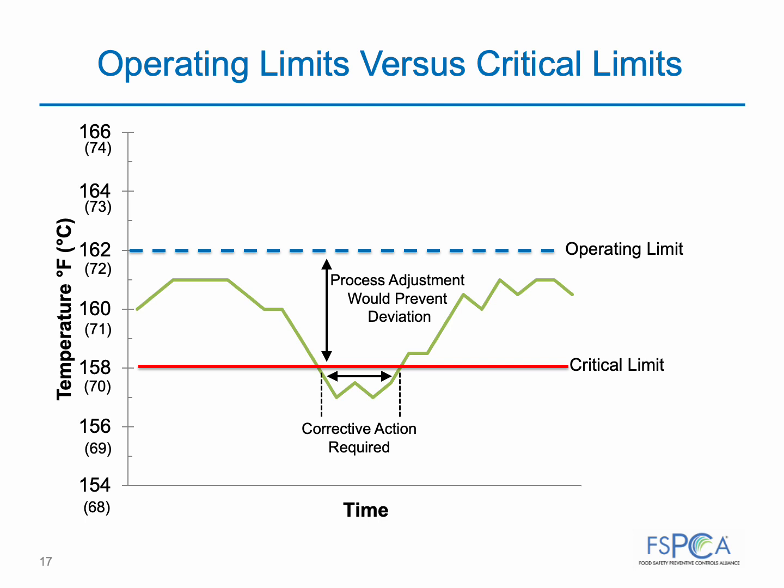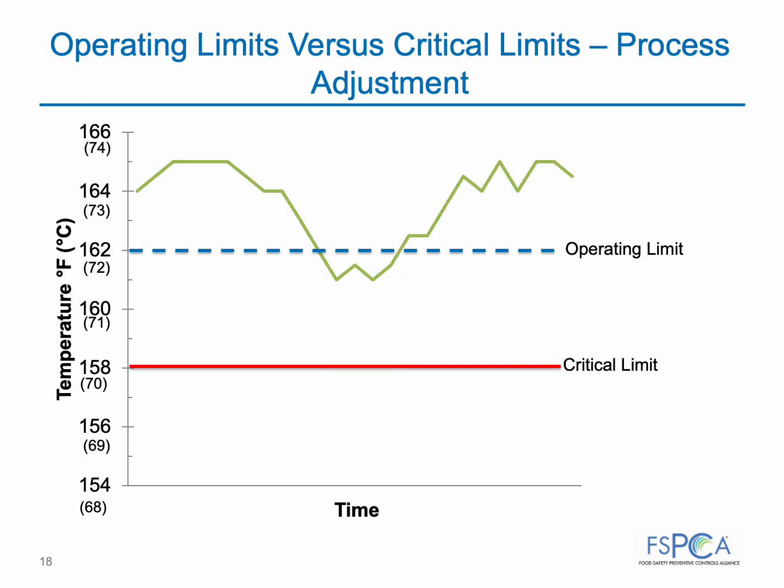records. In this example, setting the operating limit more stringently than the critical limit allows for response by plant personnel before reaching the point at which there is a deviation that requires corrective actions. This example shows that the operating limit was set at 162 degrees Fahrenheit, 72 degrees Celsius, which is more than adequate to assure temperatures remain above the critical limit of 158 degrees Fahrenheit, 70 degrees Celsius.